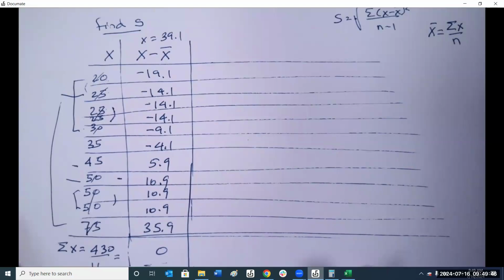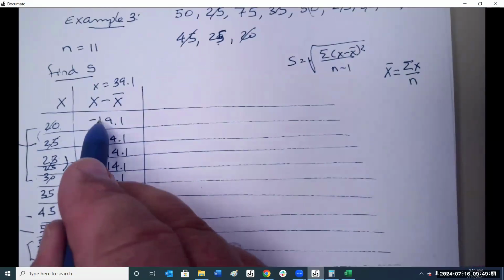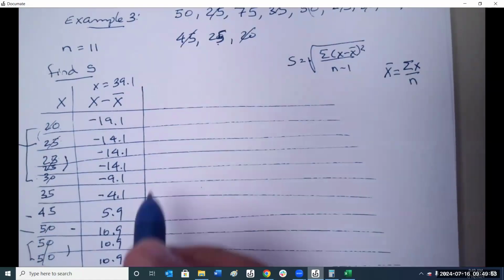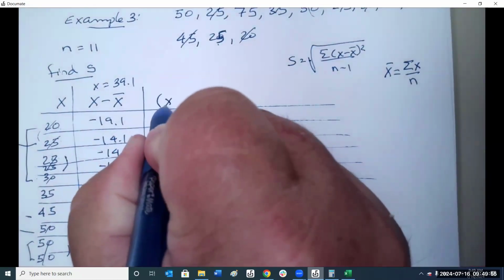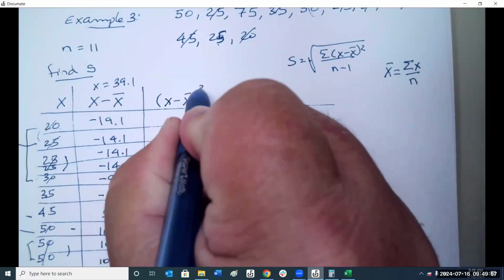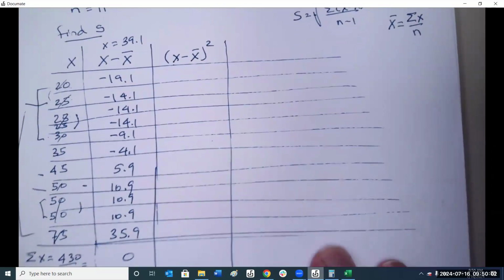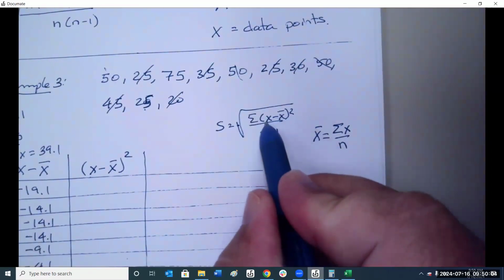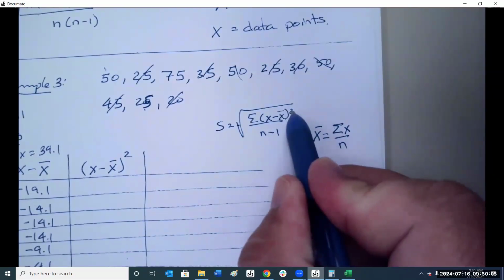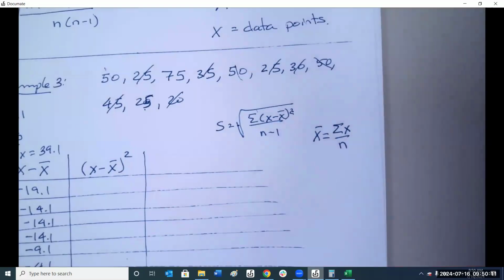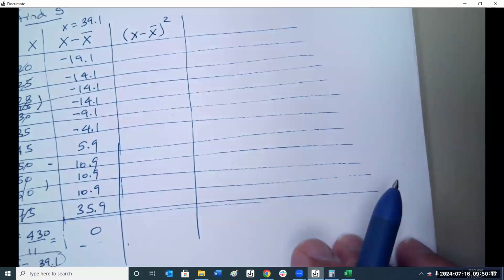So what's our next step? Because we have negatives here, that makes it 0. We have to get rid of the negatives. So we take each one of those and square them. And that's what our formula says up here. Before we add them, we got to do the x minus x bar squared. And then we'll add up all those answers. So go ahead and square each of these.